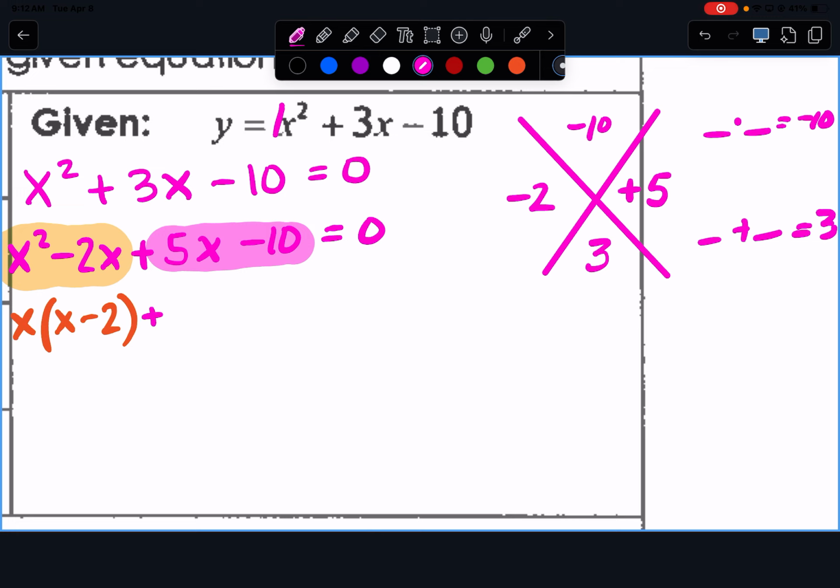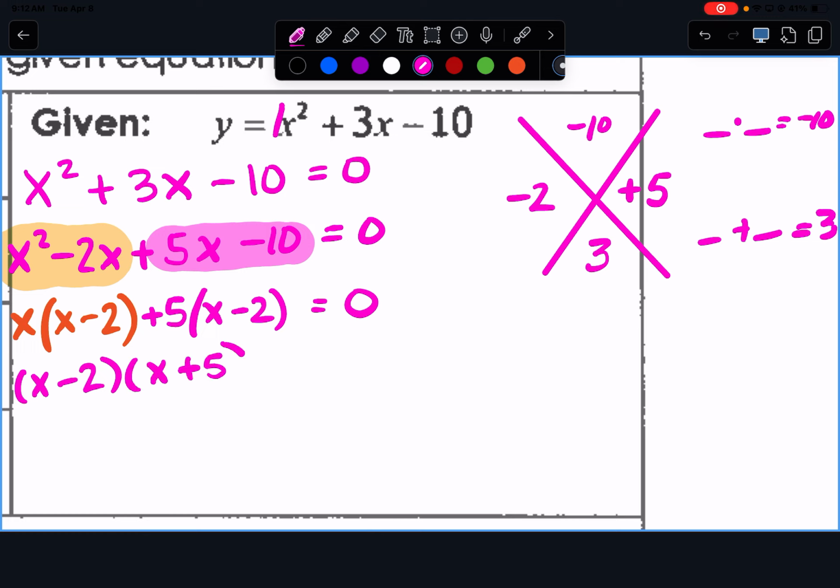5. Which will leave us with x minus 2. So what part is the same between those? What part's left over? And we're going to have still equal 0. So we have it in fully factored form now.